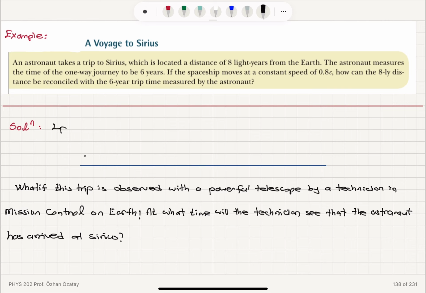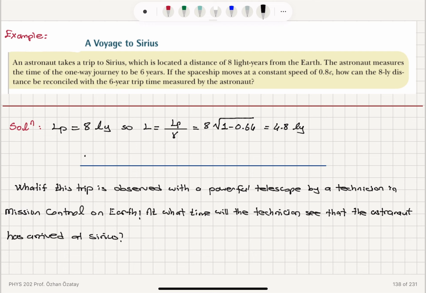So the proper length is the proper distance, that is 8 light years. Because the astronaut is basically moving from Sirius to Earth, the length measured by the astronaut will be relativistically corrected. It's going to be the proper length divided by gamma, the relativistic correction factor. So this is 8 times square root of 1 minus v square over c square, 1 minus 0.64. So that will be 4.8 light years.